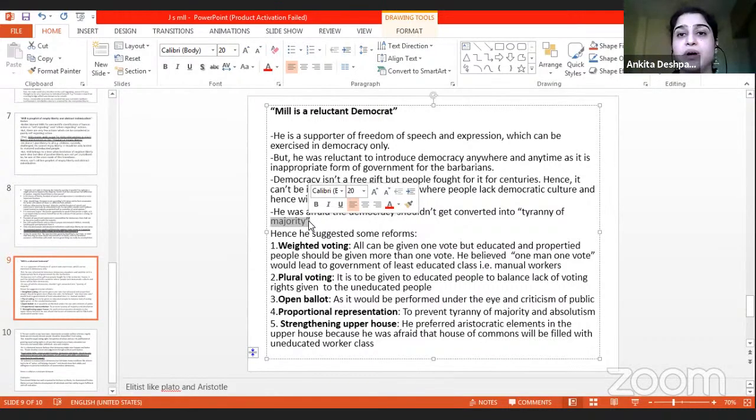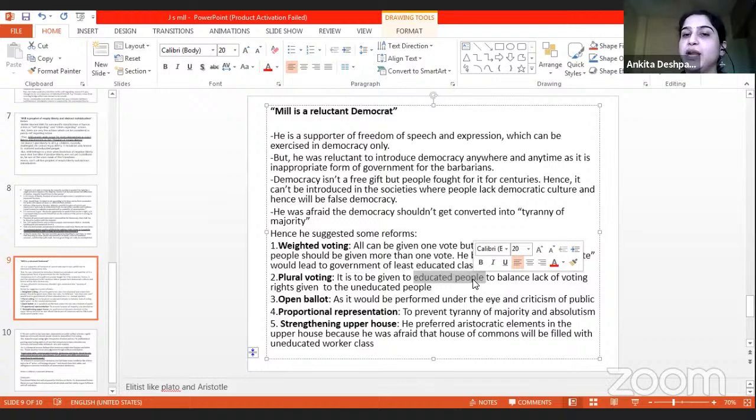So that will be poor, uneducated, working class, manual laborers. So that is his biggest fear. That's why he says that certain reforms are required. Weighted voting should be given. Plural voting should be given. More than one vote should be given to educated class people, because manual workers are more in number, educated people are less in number, so they should be given plural voting to counter one man one vote of manual workers. That's why voting is given to educated people.